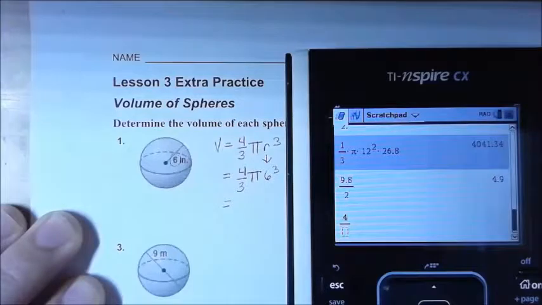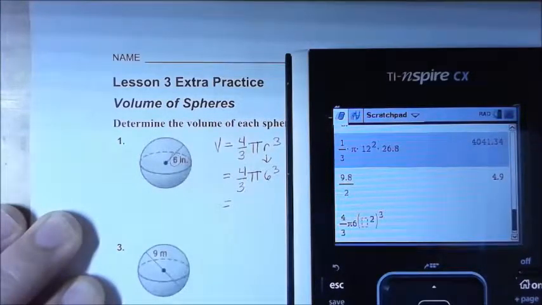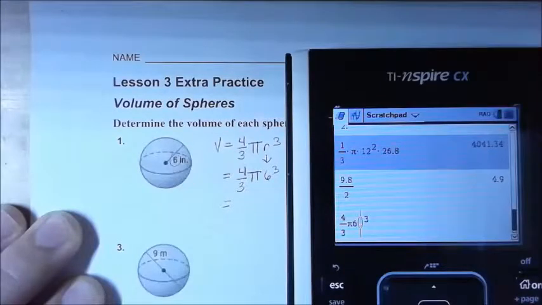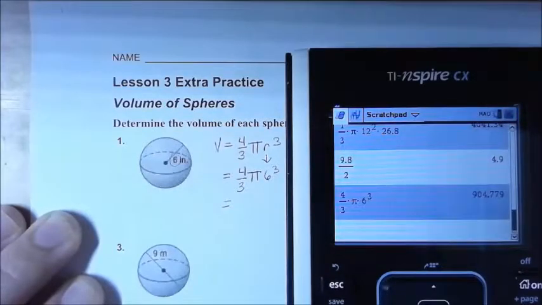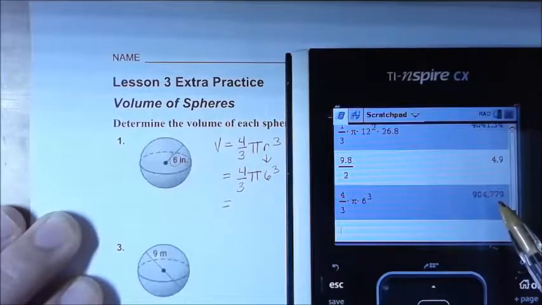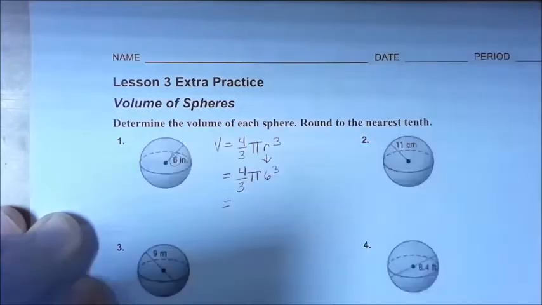We have 4/3 times pi times 6 squared, or not squared, 6 cubed. Let me redo that real quick. 6 cubed. There we go. And then you just hit enter. And that one is 904.8, because we're going to round to the nearest tenth. So we have a 7, and then we have a 7 after it. And because it's 5 or greater, we move the 7 up to 8. So 904.8.